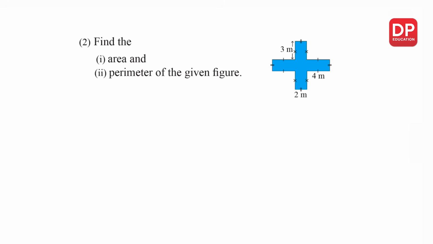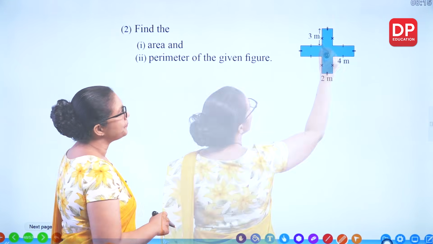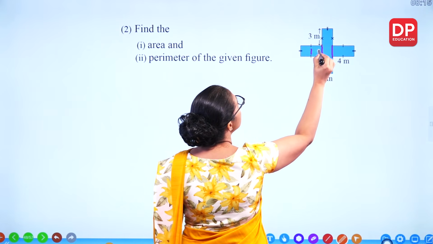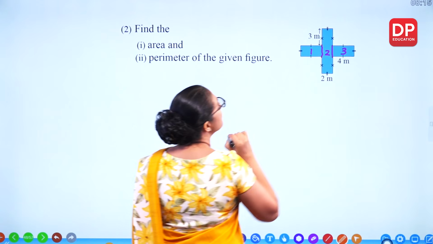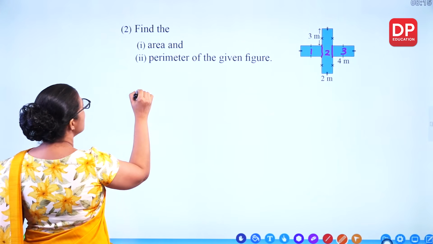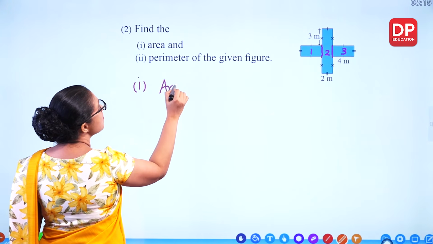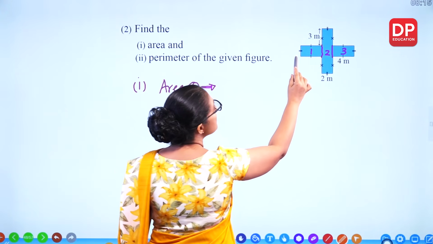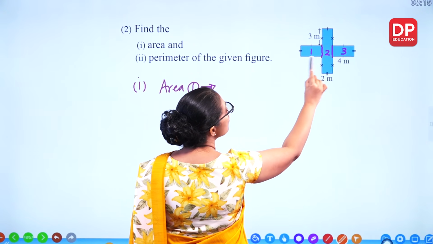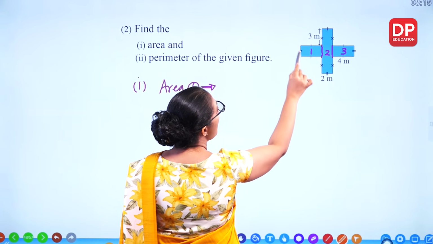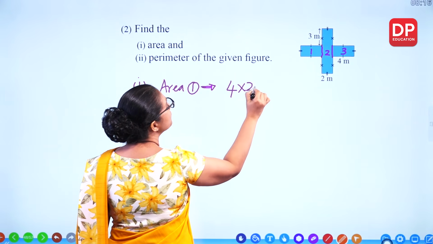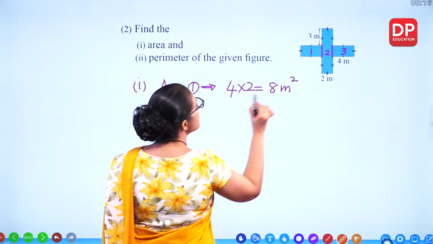Find the area and the perimeter of the given figure. How do we find out the area? I can divide here, here and here. 3 parts. 1, 2, 3. So first find out the area of the first part. What's this length? That's 4. It's all equal, given. 4 and this small length is 2. 4 times 2. That's 8 square meters.